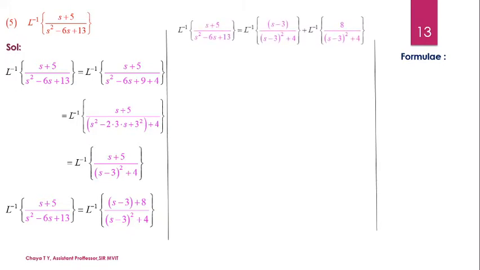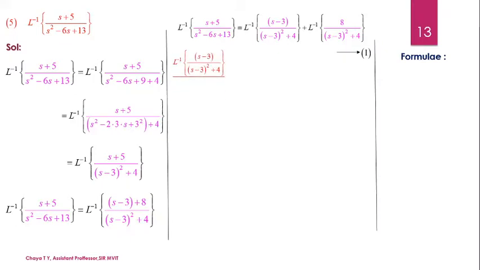Now rewrite this expression as Laplace inverse of (s − 3) by ((s − 3) whole square + 4) plus Laplace inverse of 8 by ((s − 3) whole square + 4). Now observe, this is of the form F(s − a). So whenever I have to find Laplace inverse of F(s − a), I am going to use the second shifting property. So let us call the corresponding expression as equation 1. Now consider the first term of the RHS. So what is the first term I have? Laplace inverse of (s − 3) by ((s − 3) whole square + 4).